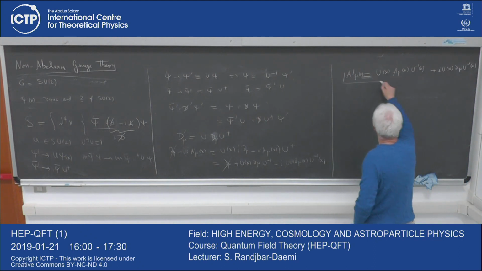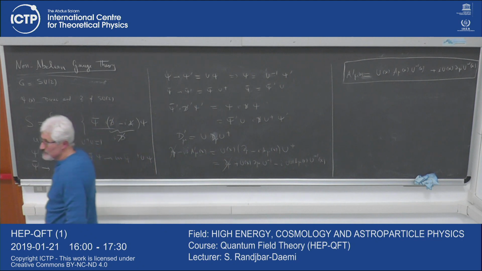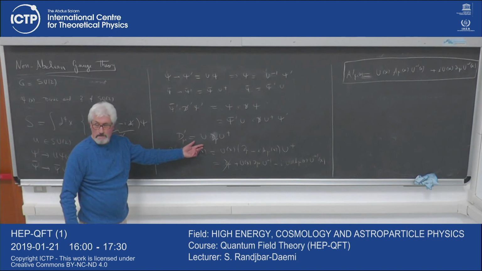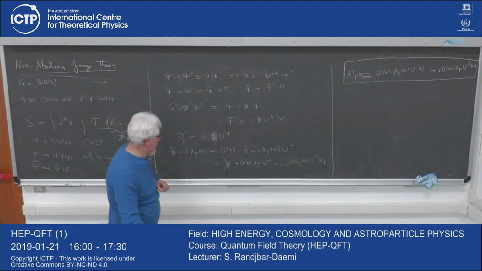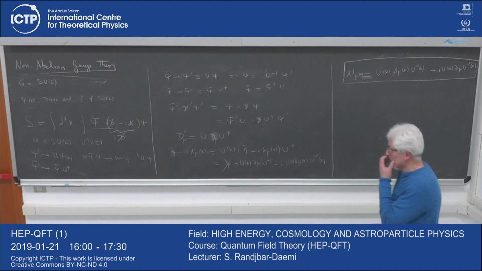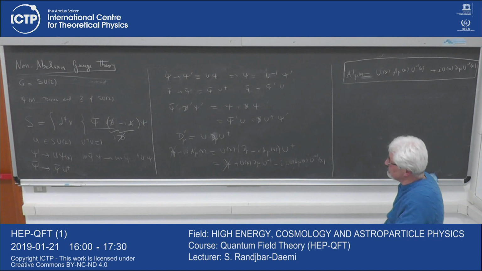This tells us how A should transform in order for the action to remain invariant. If A transforms in that way, then D will transform in this way, and the whole action will remain invariant. Okay?